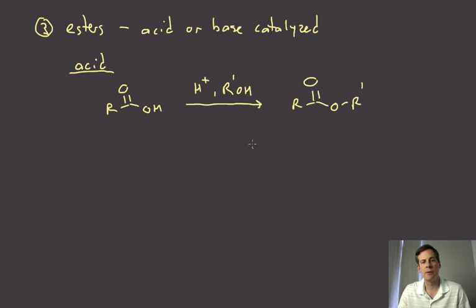Remember, this is a complete equilibrium process, just like we saw with acetal formation. And so in order to reverse this process, all we have to do is have acid and now just push the equilibrium the other way by adding water. So that's going to push the equilibrium back that way. So the acid catalyzed hydrolysis of esters is just the reverse of the formation of the ester.